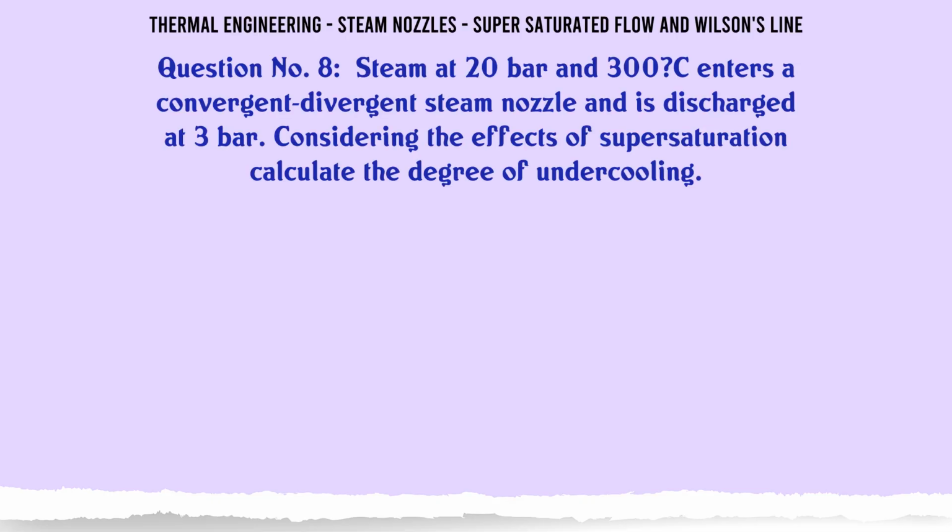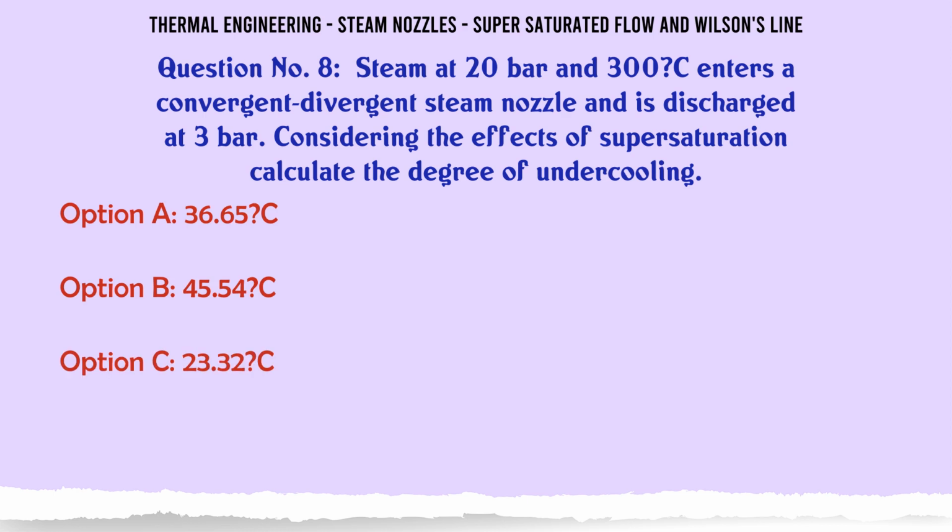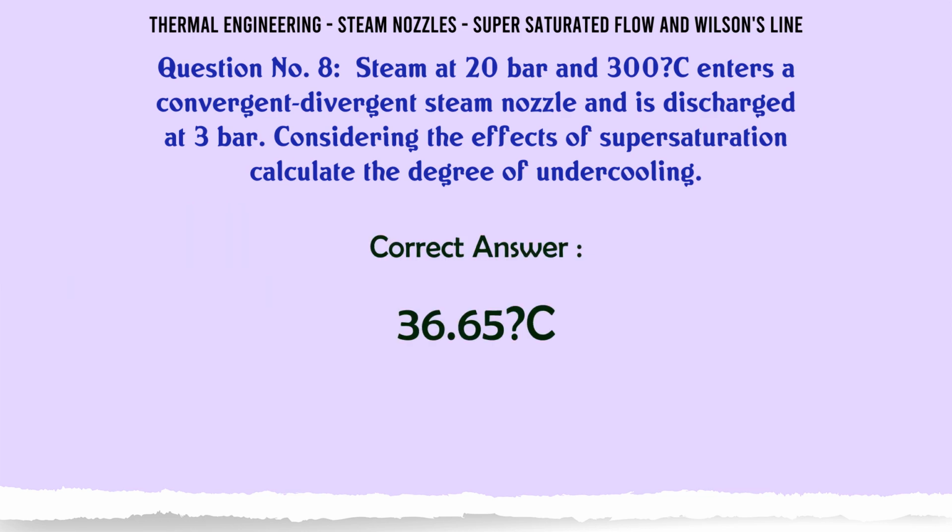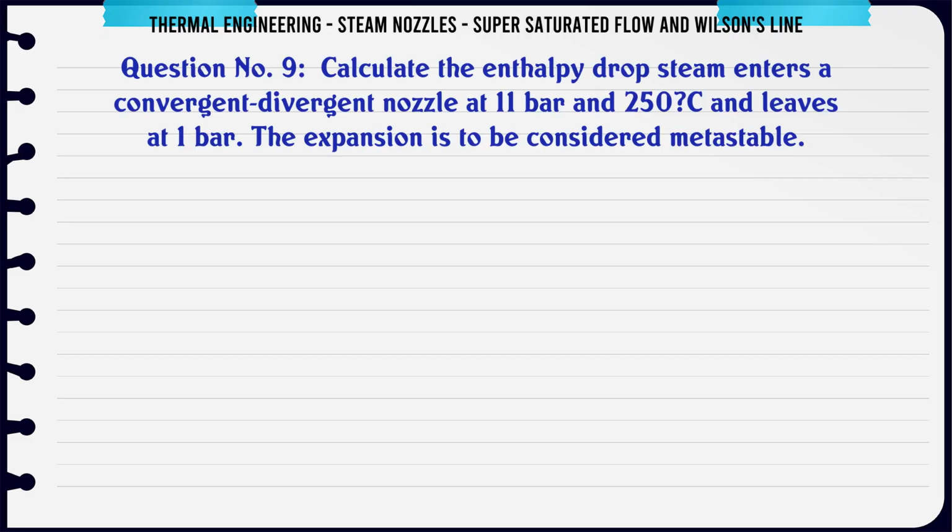Steam at 20 bar and 300 C enters a convergent-divergent steam nozzle and is discharged at 3 bar. Considering the effects of supersaturation, calculate the degree of undercooling. A: 36.65 C, B: 45.54 C, C: 23.32 C, D: 62.87 C. The correct answer is 36.65 C.